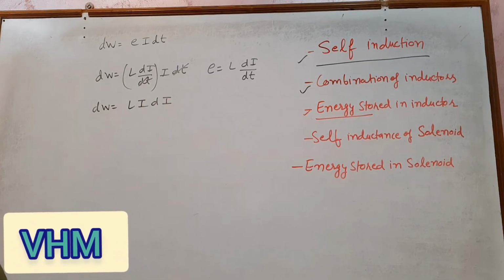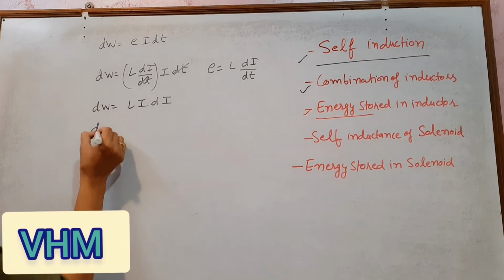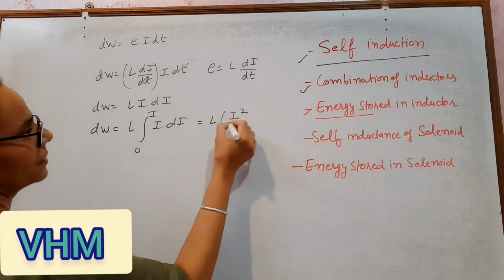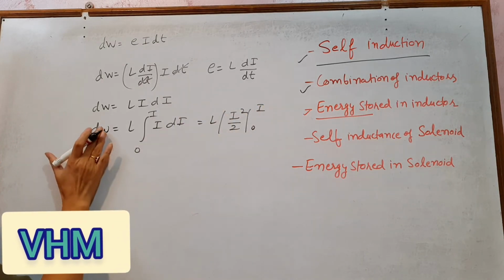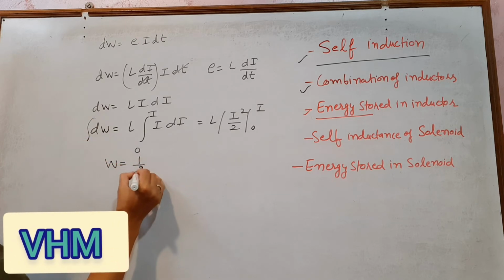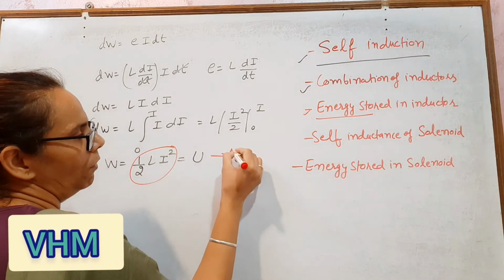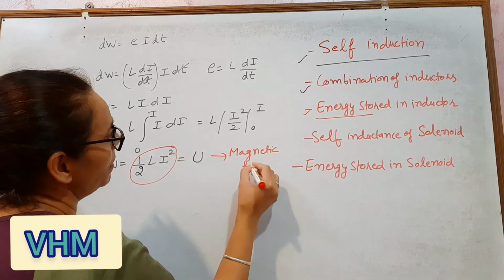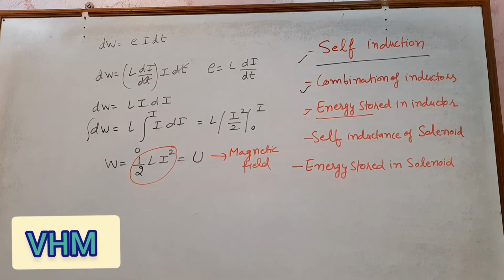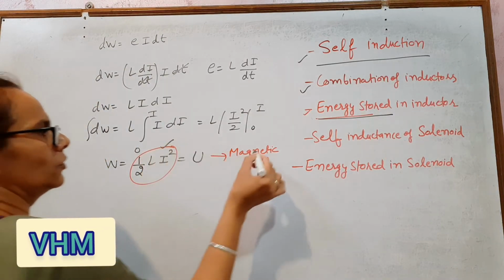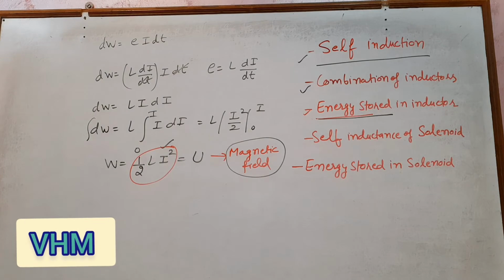Then how do we get the net work done? When we integrate it from 0 to I, we get I square by 2, from 0 to I, and here we can say that the work done is half L I square, and this is the energy stored in the inductor. And remember, this energy stored is in the form of magnetic field. Remember it. When the source of EMF does the work to keep the current flowing in the inductor, there must be energy stored in the inductor, and that energy stored is in the form of magnetic field.